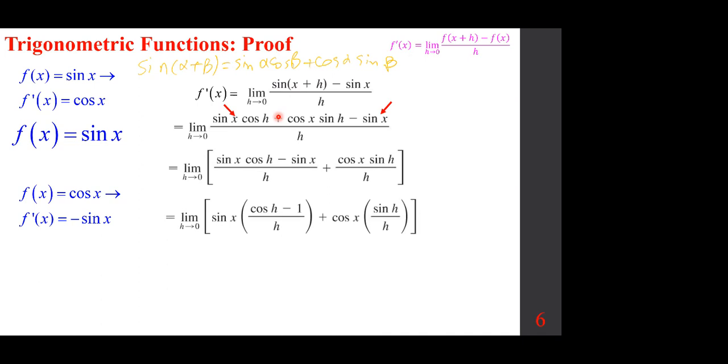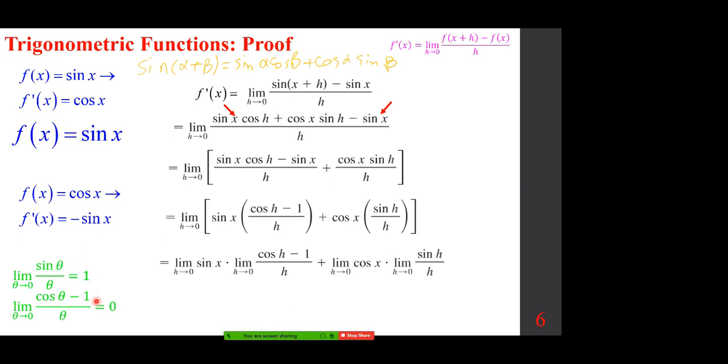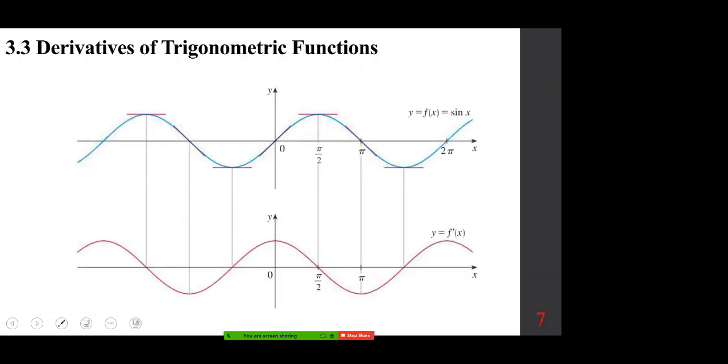We can apply the limit laws, looking like this. And we have proved this stuff. This is 0, this is 1, and practically we are done. By the way, if you look at the graph of sine and cosine, that also shows you that the derivative of sine is cosine, okay?